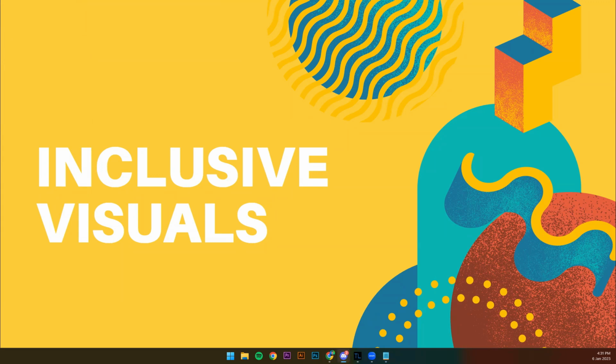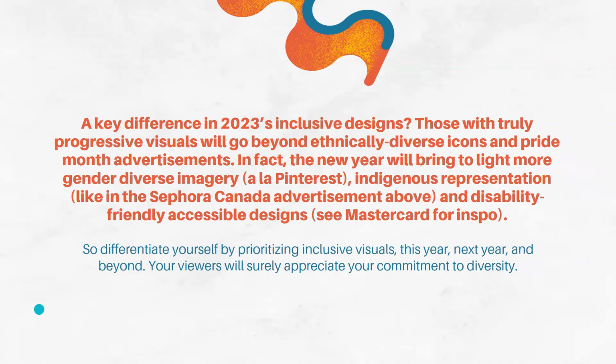Okay. For number 5, inclusive visuals. So, isa ito sa design trends nga for 2023. Hindi ko sure kung familiar kayo, pero one key difference in 2023 is inclusive visuals design. Yung progressive visuals will go beyond ethnically diverse icons, Pride Month advertisements. So ang pinafocus dito pwedeng emotional, pwedeng line of race, gender, mobility, and age.